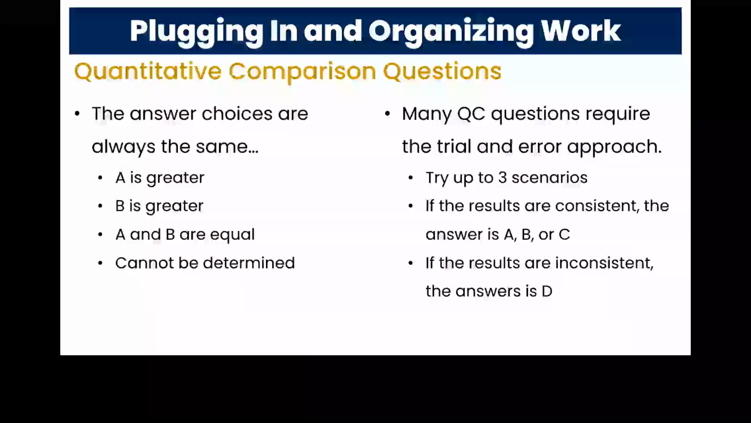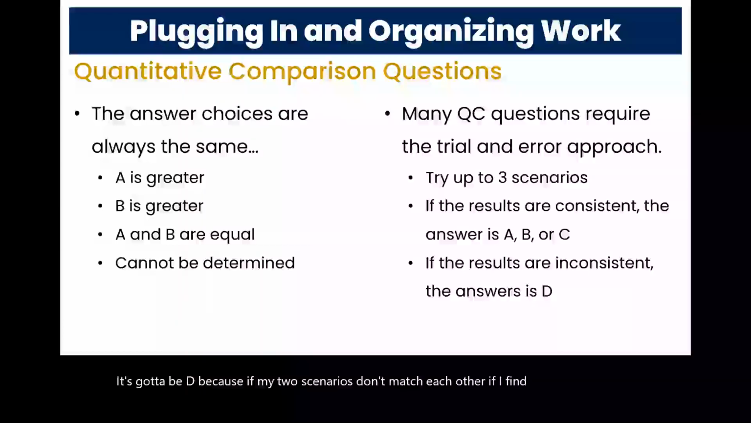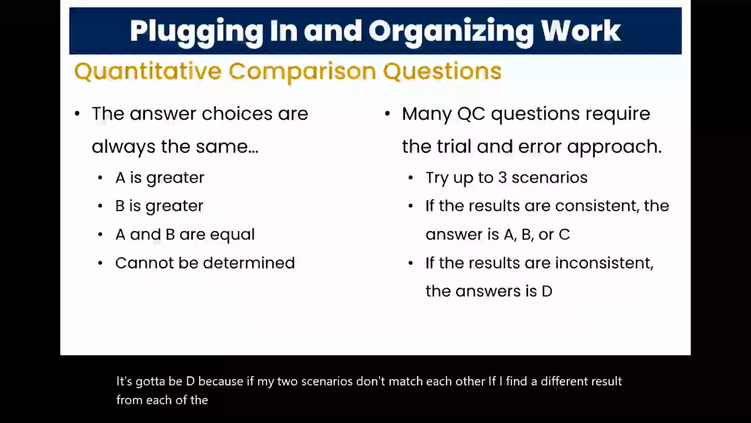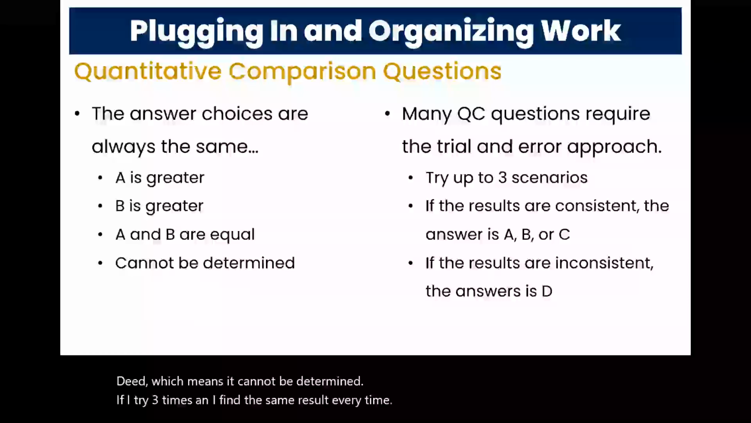It's got to be D, because if my two scenarios don't match each other, if I find a different result from each of the scenarios, then the answer must be D, which means it cannot be determined. If I try three times and I find the same result every time, I've got to trust that it's always going to be the same.